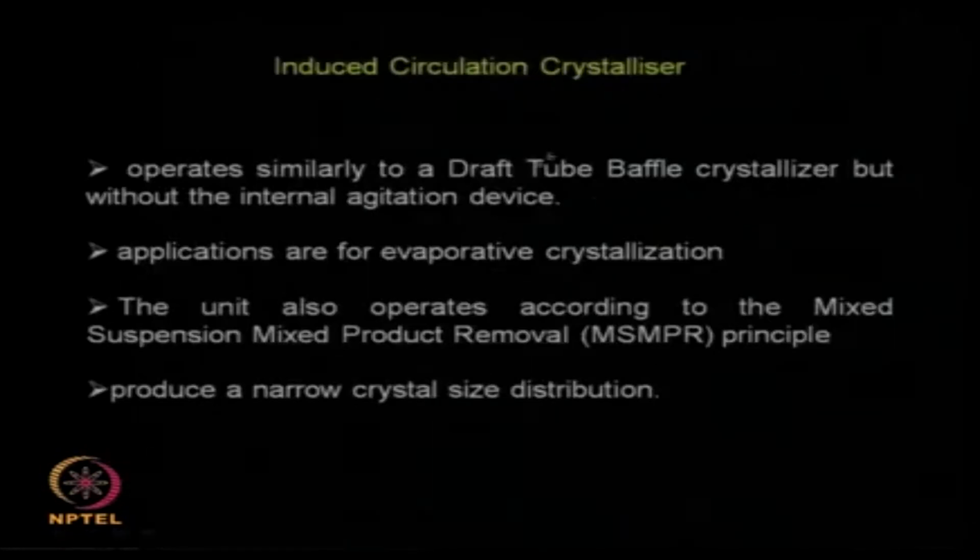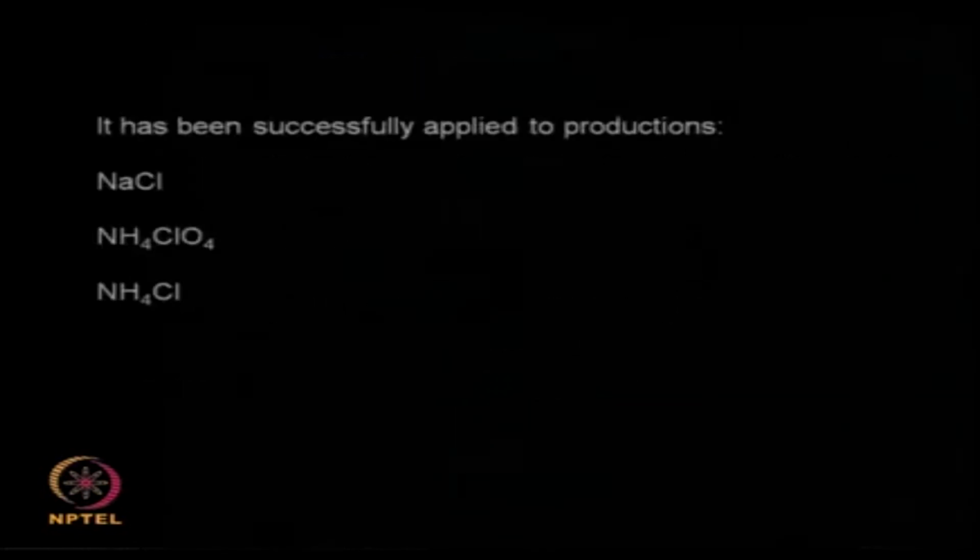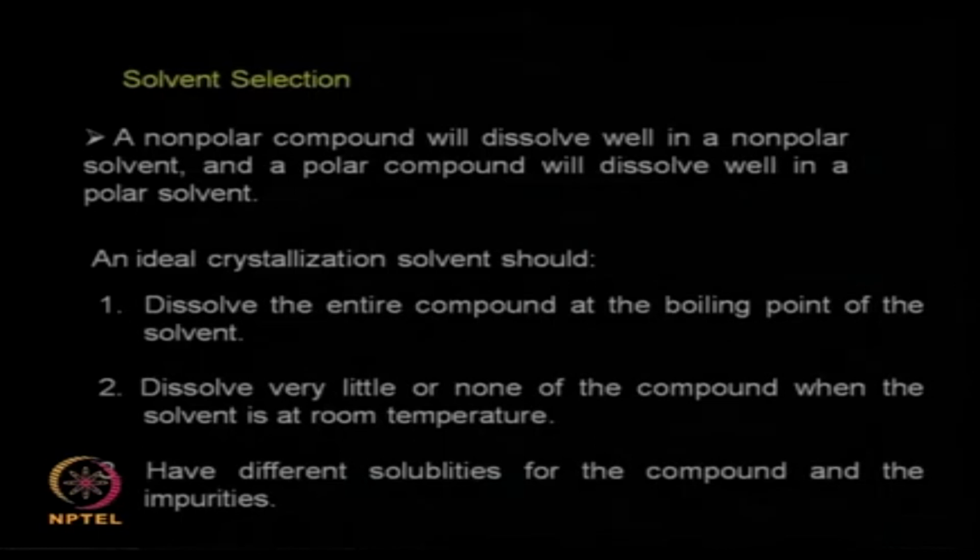So what is the advantage of this? It is almost like a draft tube baffle crystallizer. In a draft tube crystallizer, which creates the circulation, there is no internal agitation, whereas in an induced circulation crystallizer you also add an agitation so that you do not allow the solids to settle down. We can use it for a large number of applications. It also works like the original mixed suspension, mixed product removal, and we can get a very narrow crystal size distribution with this because you are not allowing the crystals to settle down. So that is the advantage of this type of induced circulation system. It has been successfully used again for a large number of products, starting from ammonium chloride, sodium chloride, ammonium chlorate and so on.